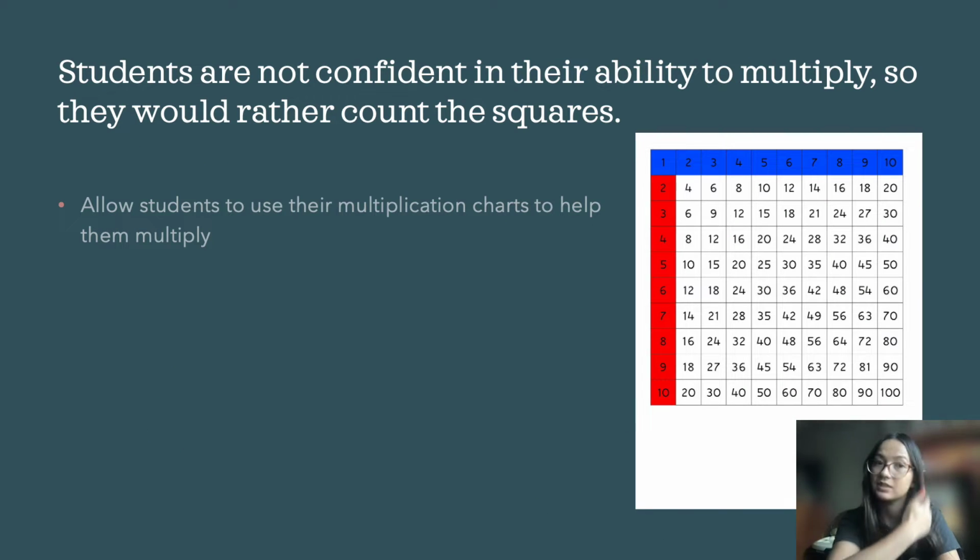Going to the second assumption, students are not confident in their ability to multiply, so they would rather count the squares. This is assuming that my students are not confident with multiplication, so they would rather use the easier route and count the squares. To address this, I do allow my students to use their multiplication charts to help them, because I know that it can be very difficult to use multiplication in practice if they're not confident in their abilities. They have these on their desks, and they are allowed to use them when we do these activities.